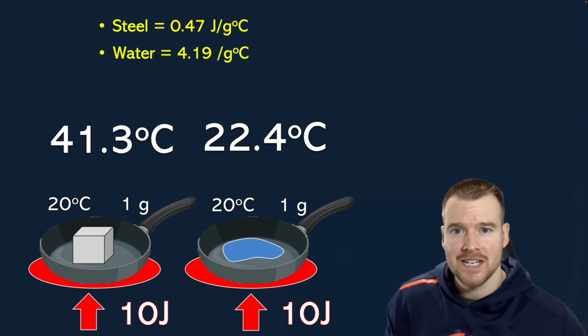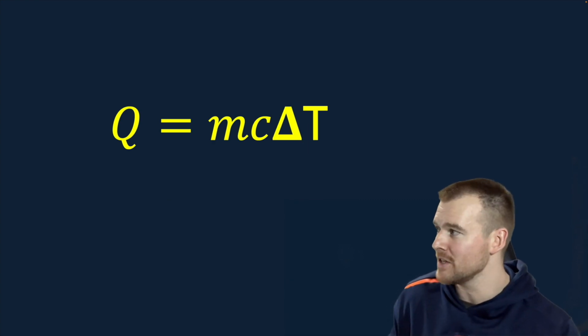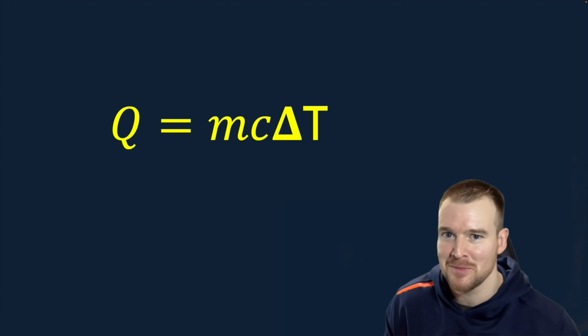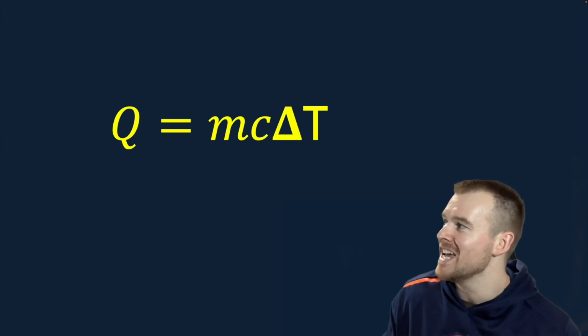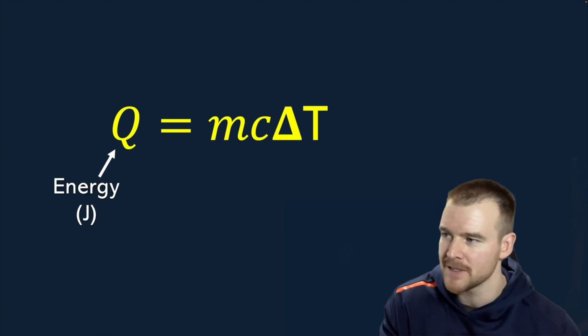How do we get to those numbers and how can you calculate them is what we'll show on the next slide. This is the equation for specific heat capacity. It looks a little bit intimidating, but it's Q is equal to mc delta T. Okay, let's break down what each part of this means.